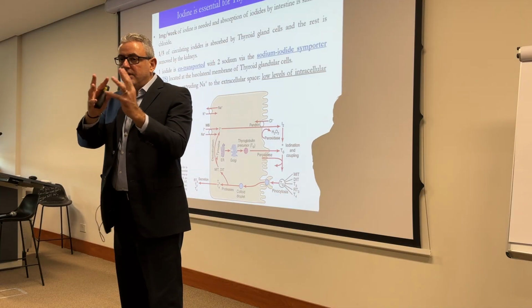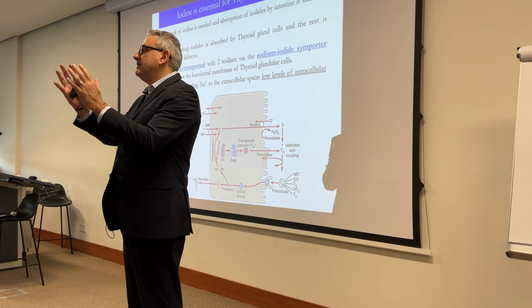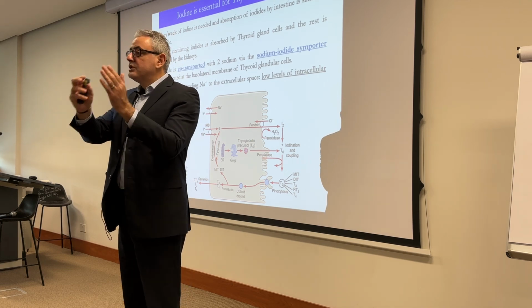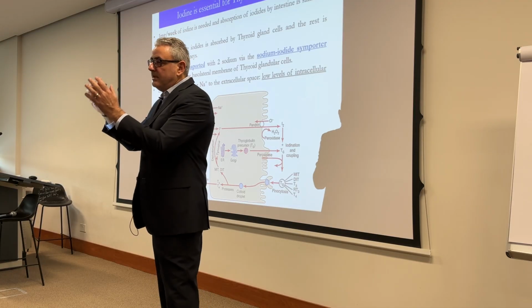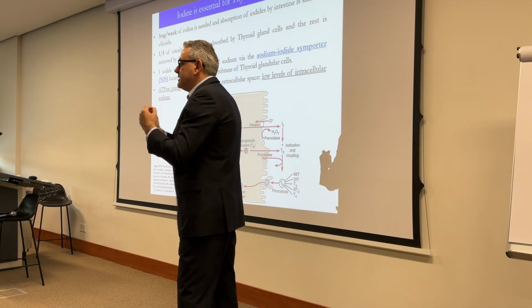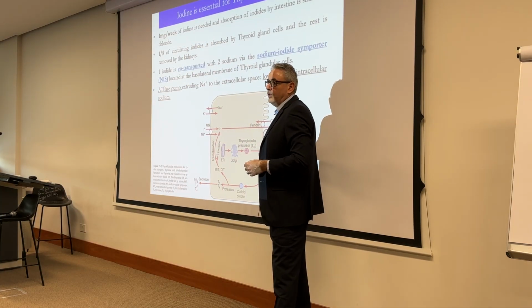So iodide is moved now from the interstitial space. And when I say interstitial space, it means it was in the bloodstream before, yes or no? Yes. So it was now absorbed by this follicular cell. We call this iodide trapping. It's been trapped because it's now into the colloid here.